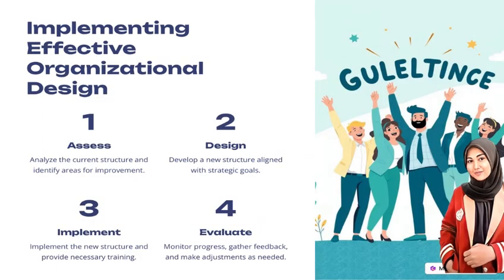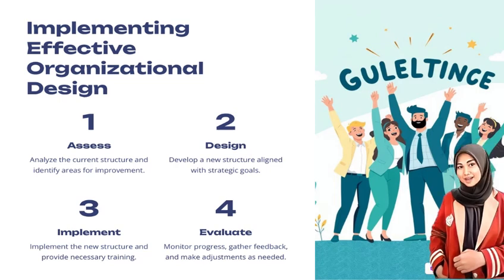Implementing an effective organizational design involves a systematic approach that ensures the new structure aligns with the organization's strategy and goals. The process consists of 4 key stages. Assess. The first step is to analyze the current organizational structure. This involves evaluating its strengths and weaknesses, identifying inefficiencies, and understanding how well it supports the organization's strategic goals. This assessment helps pinpoint areas that require improvement or redesign.